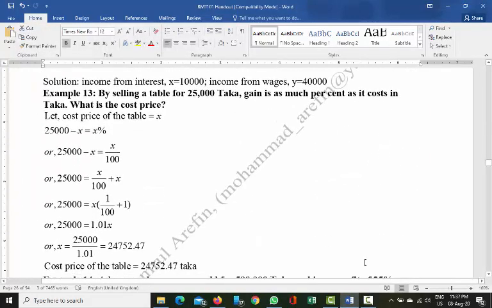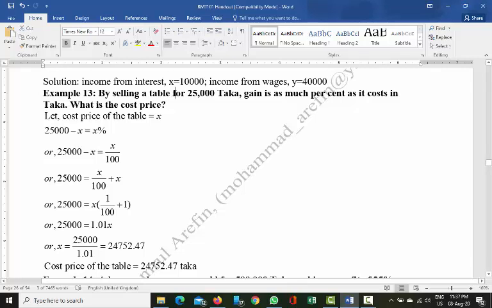Now question number 13. By selling a table for 25,000 taka, gain is as much percentage as it cost in taka. What is the cost price? So here, for example, the cost price we don't know. Let's see, the cost price of the table is x.